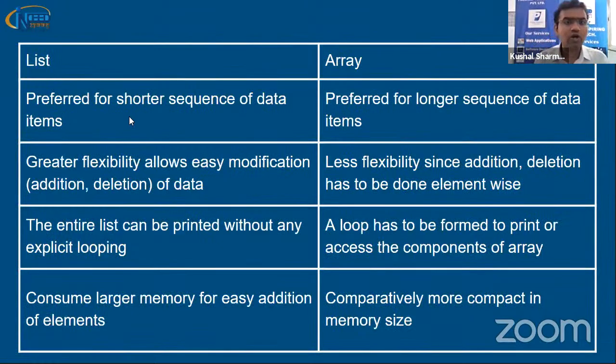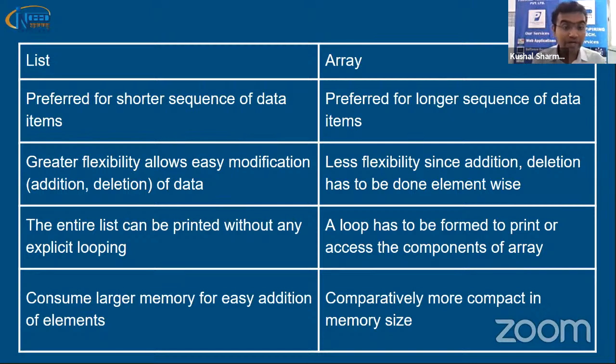Now, a list is preferred for shorter sequences of data. When you don't have larger data, go for a list. But if you have a lot of data, a longer sequence of data, go for arrays. A list has greater flexibility, allowing easy modification, addition, deletion. I can understand that it's for shorter data basically, and it is flexible for that. But an array, when we have a lot of data, is good, but it is less flexible for addition and deletion of elements, because we need to do it element-wise. In a list it is possible, so that's the good part or advantage over arrays.